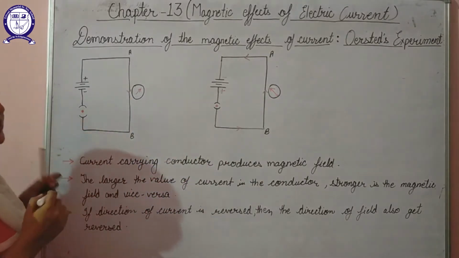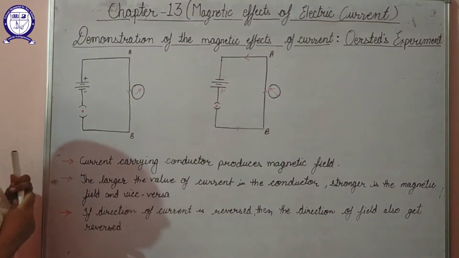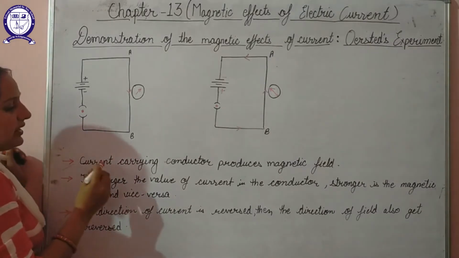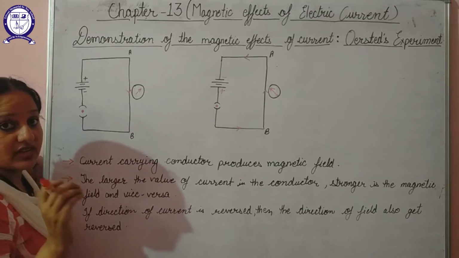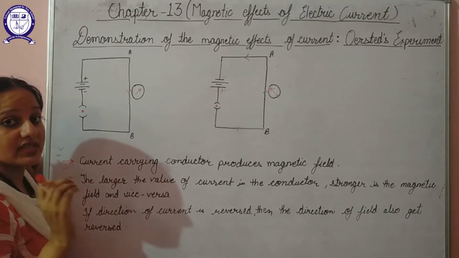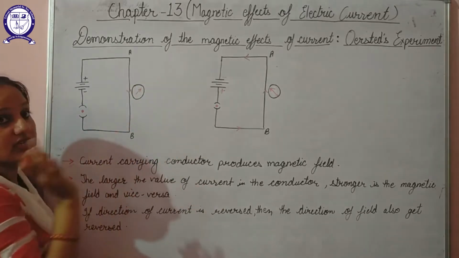So from this experiment, Orsted concluded 3 points. The very first point is that a current carrying conductor produces a magnetic field. That means every current carrying conductor will have some magnetic field around it.